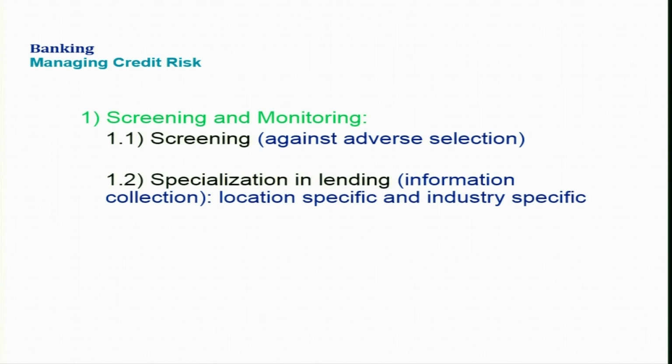And then comes the second part, specialization in lending, that means through information collection. You may wonder, because one puzzling feature of bank lending is that a bank often specializes in lending to local firms or to firms in particular industries such as energy. One of the things that we discussed in the previous session is that banks should diversify, but at the same time now we are discussing that in order to manage credit risk, sometimes banks specialize as well. This is a little bit contrasting statement.